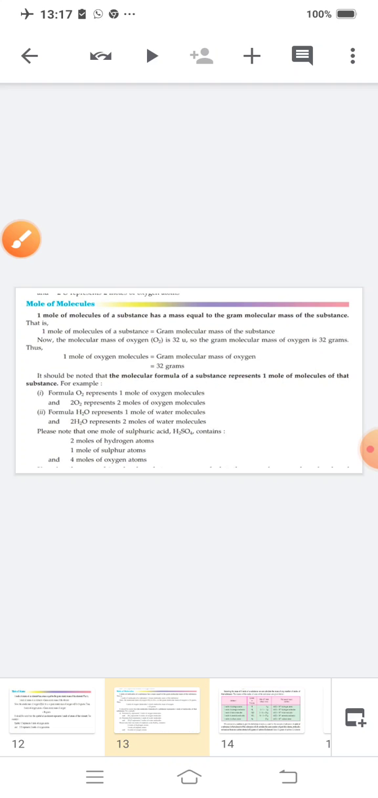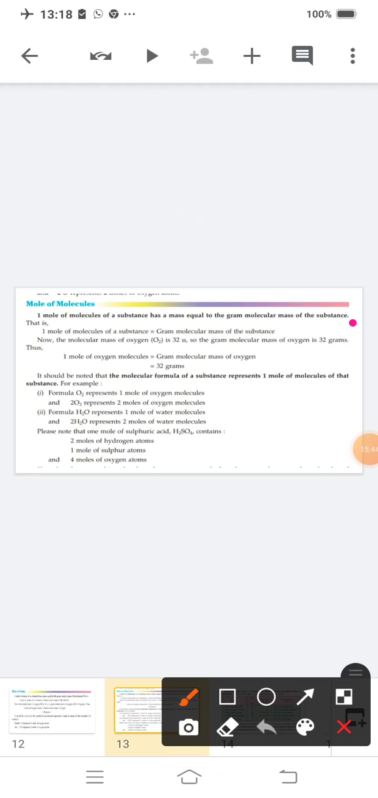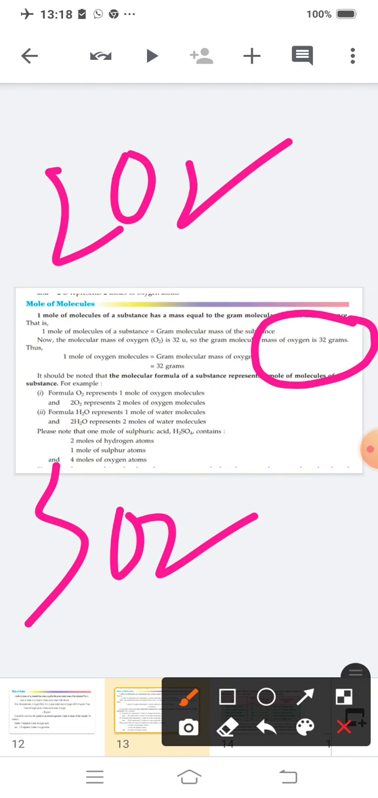It should be noted that the molecular formula of a substance represents 1 mole of molecules of that substance. For example, O2 represents 1 mole of oxygen molecules, 2O2 represents 2 moles of O2 molecules, 3O2 represents 3 moles of O2. Is this clear? Please note that H2SO4 contains 2 moles of hydrogen atoms, 1 mole of sulfur and 4 moles of oxygen. Is this clear?